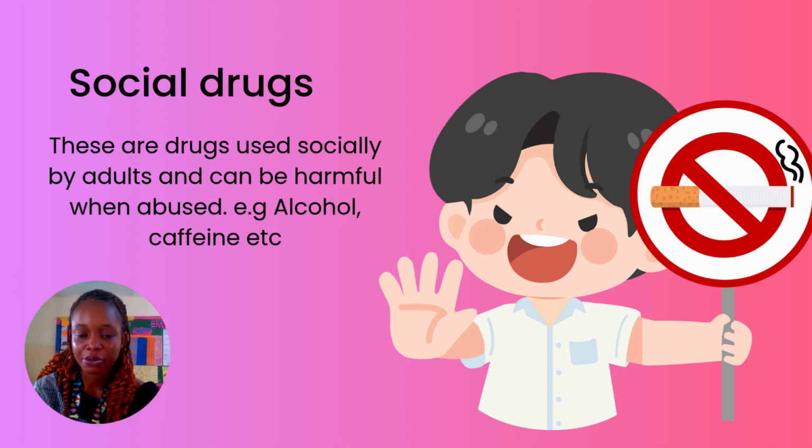The next type of drug we're going to be looking at is what we call social drugs. These drugs are used socially by adults and can be harmful when abused. That means when they are used in excess, more than their prescribed use. Examples are alcohol, caffeine, and many more. When we use them more than we are supposed to, it's referred to as abusing these substances, and they can be harmful to the health.